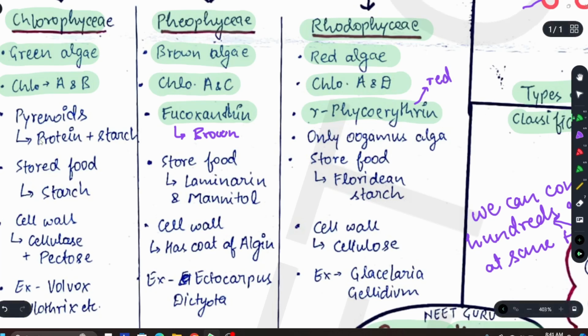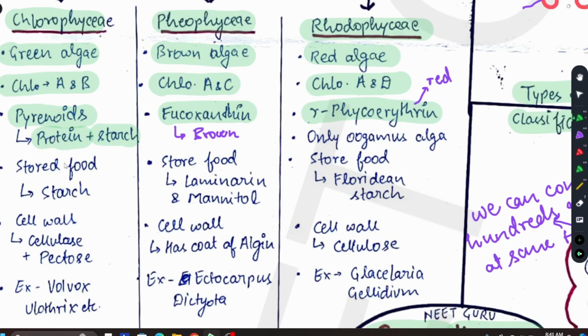Now, in Chlorophyceae, there are pyrenoids. Pyrenoids are storage bodies. Basically, they are small globules, small structures which store protein and starch. So pyrenoids are a storage body. Their work is to store protein and starch. They are found in Chlorophyceae only.